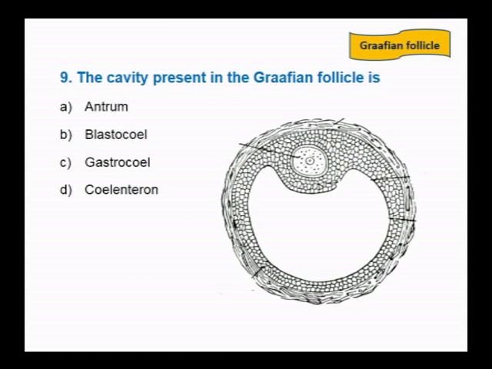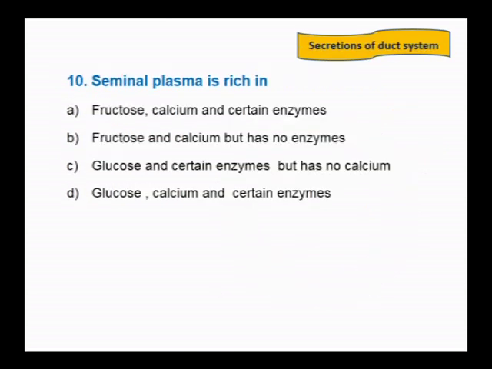The cavity present in the Graafian follicle is. It is asking about Graafian follicle structure. This is called theca externa, and this is theca interna. This is called membrana granulosa, and this is called cumulus oophorus. This encloses the secondary oocyte. The cavity present in it is called antrum. A direct question. So therefore the correct option is A.